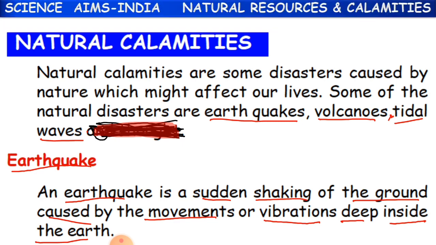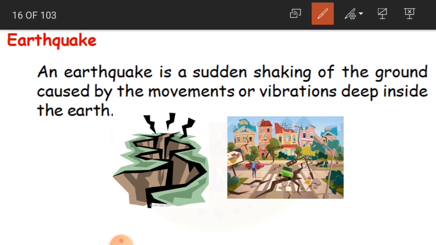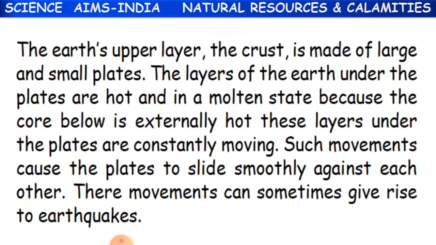Okay children, so let us see how we get it. See here the picture of the earthquake, how the earth has split here, and see how the buildings are being shaken. This is called an earthquake. These pictures are shown to show how it looks on the surface of the earth. An earthquake is a sudden shaking of the ground, which is caused by movements or vibrations deep inside the earth.